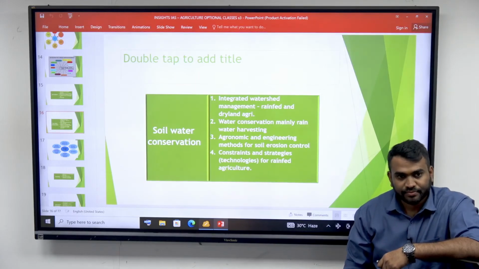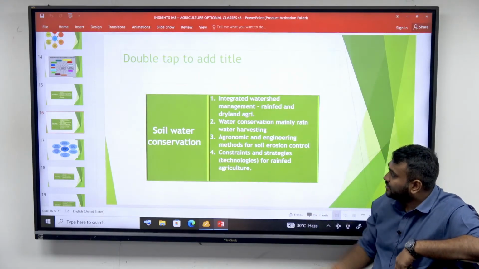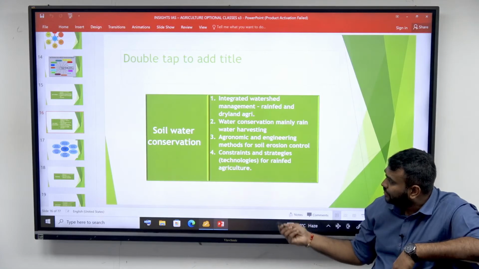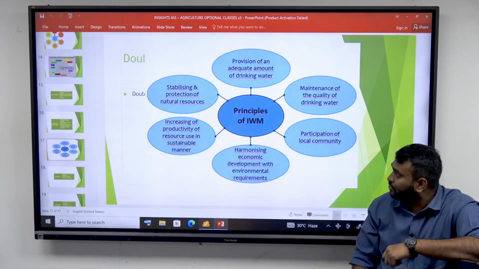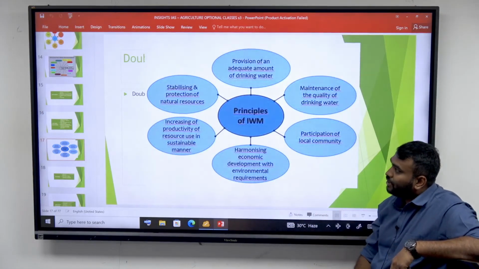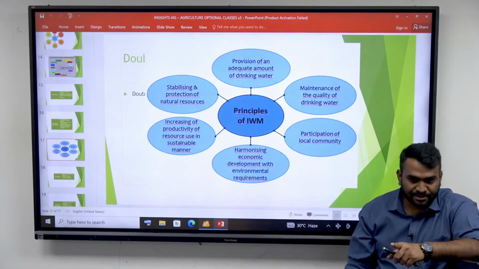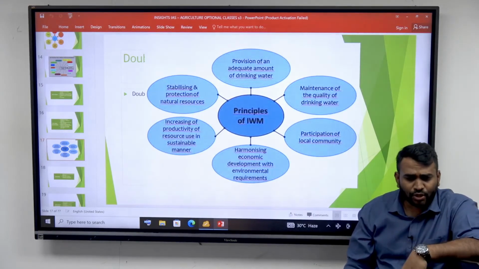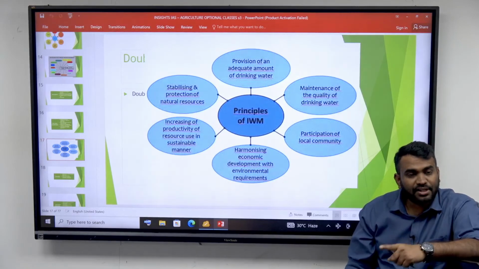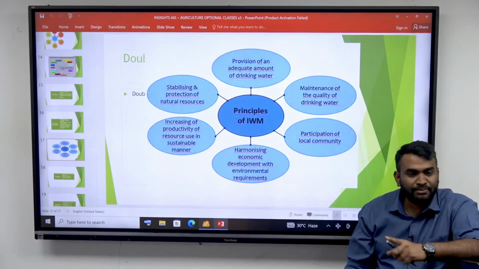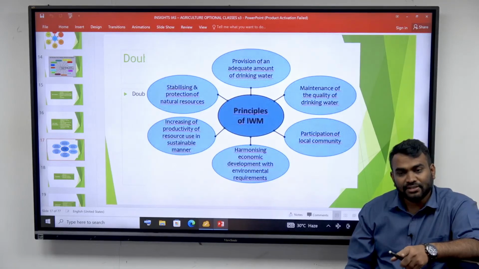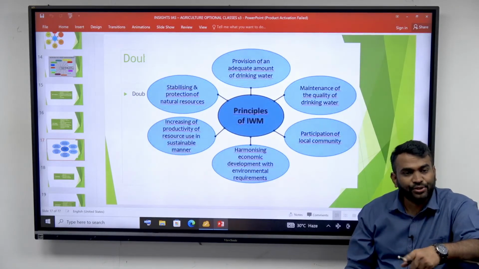Yes, right. So this is about soil water conservation, and this is the diagram I was showing you. This is about the principles of IWM. The principles are fine. At least the objectives of IWM will be variable, because, as I told you, it depends on the region where we are going to establish it, and also the purpose for which we are going to establish it.